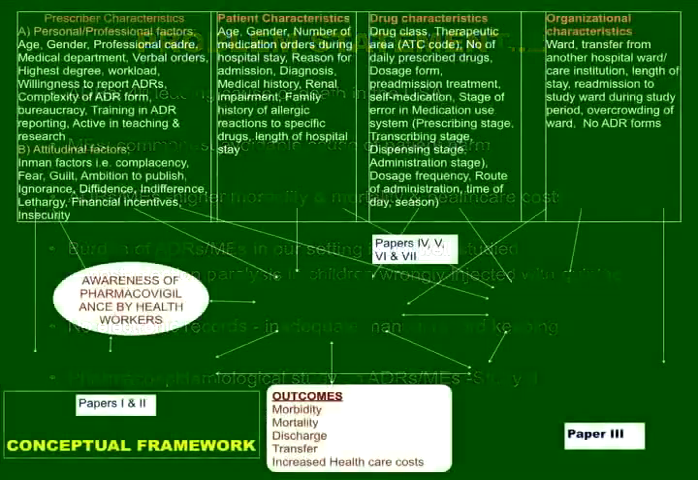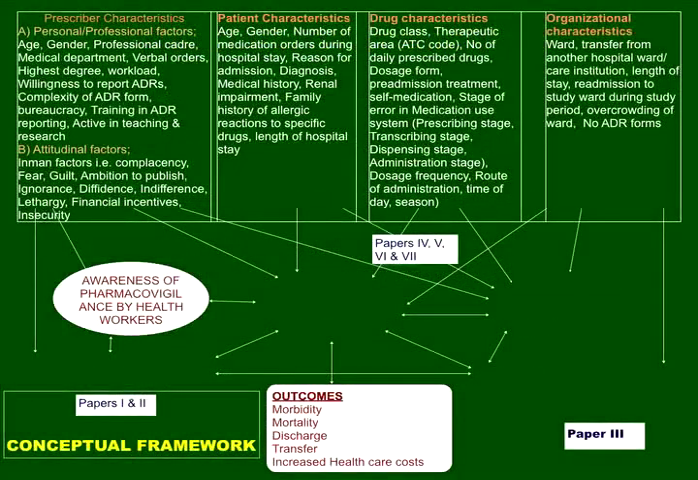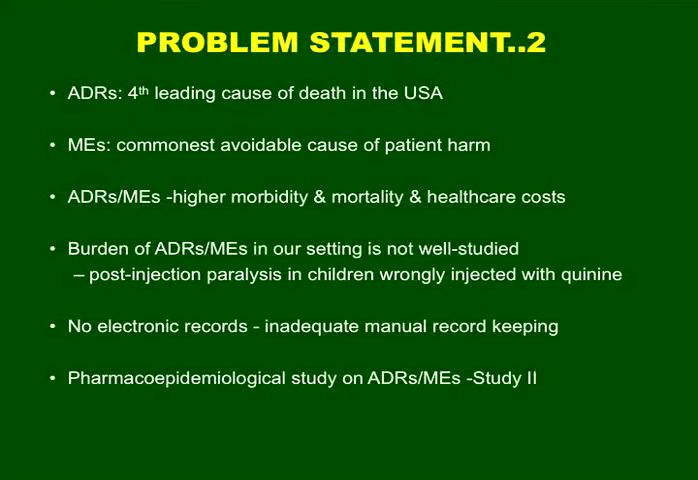This is a conceptual framework showing the various interrelationships between the four major categories of characteristics and the two main outcomes of our investigation, which is the reporting of ADRs and medication errors, and the second one being the actual occurrence of the suspected ADRs and medication errors. So those are the two layers, and so sub-studies 1 and 2.